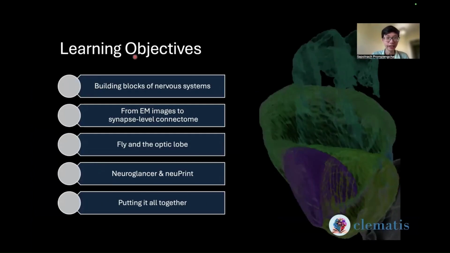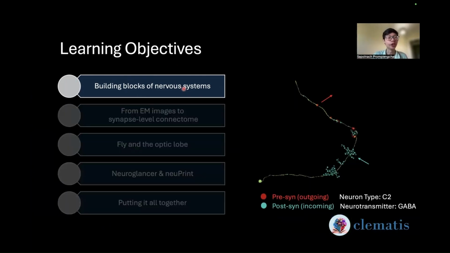As we see here, we have five learning objectives, and we'll go one by one. The first thing to understand is what the building blocks of nervous systems are. And of course, there are many terms, but I want you to be familiar especially with some of these terms. So this is a neuron that Arushi and I have screenshotted from Neuroglancer, which is the visualization tool that we'll be using. You can see there are a few terms that you need to know. First, a neuron is a cell, right? And what type of neuron is this? If you go in Neuroglancer, you would see this is a C2 type neuron. So the name of this neuron is C2.